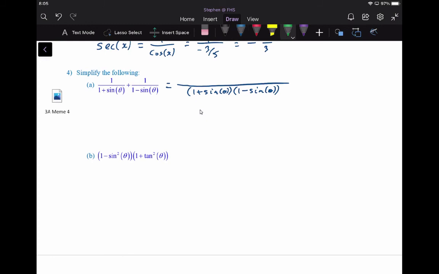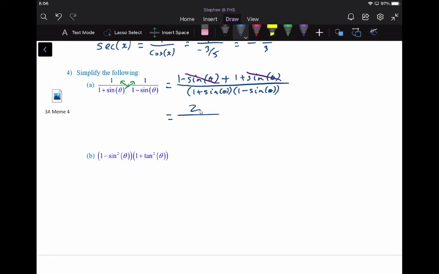To get the numerator, we're going to do our usual favorite, cross multiply. So 1 minus sine multiplied by 1 is just 1 minus sine, plus 1 plus sine multiplied by 1 is 1 plus sine. And look what's happening over here. I have a negative sign and a positive sign, so they cancel out, and we just end up with 1 plus 1 on the numerator. 1 plus 1 is just 2.